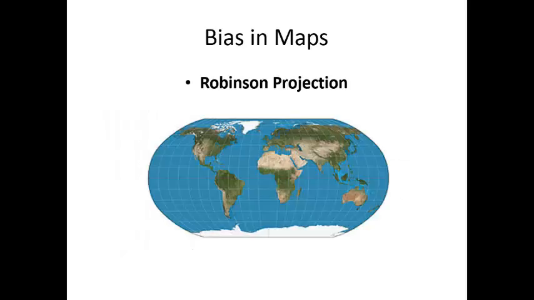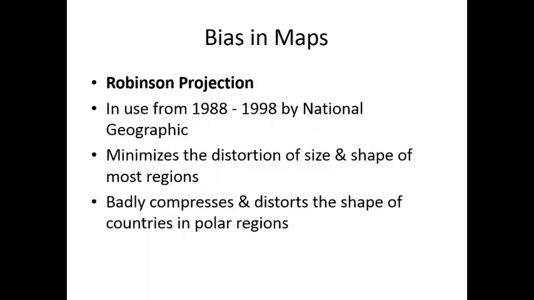The second map projection we're going to look at is the Robinson projection. The Robinson projection was used by National Geographic for their official map from 1988 to 1998. Now this one has the opposite problem of the Mercator projection. It minimizes the distortion of size and shape in most regions. However, it badly compresses and distorts the shape of countries in the polar regions. So once you get to the North and South poles, for example, the northern parts of Canada and Greenland look really squished together. So this sort of runs into the opposite problem of the Mercator projection.